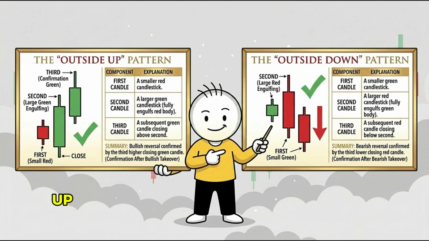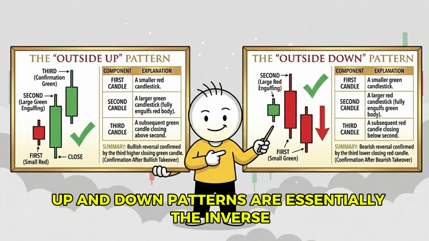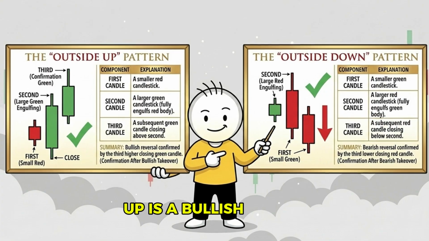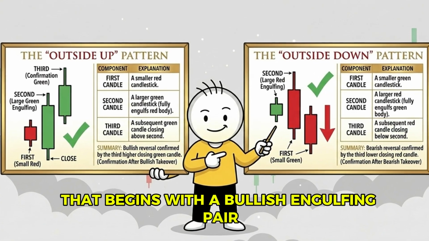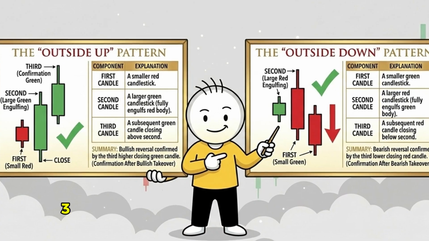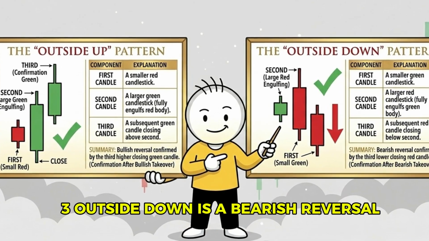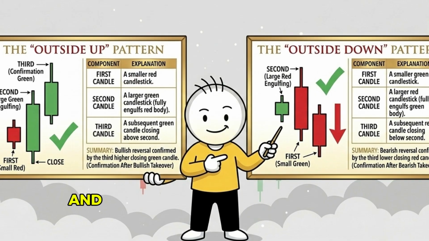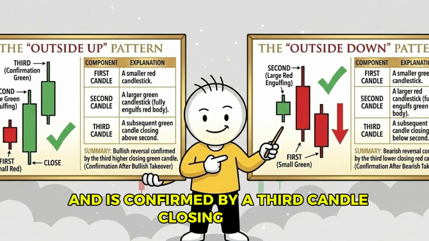The 3 outside up and down patterns are essentially the inverse. 3 outside up is a bullish pattern that begins with a bullish engulfing pair, followed by a third candle that closes even higher. 3 outside down is a bearish reversal that starts with a bearish engulfing pair and is confirmed by a third candle closing lower.